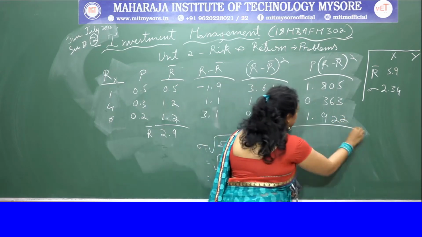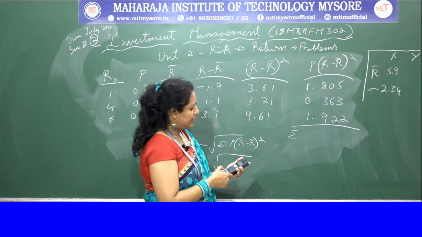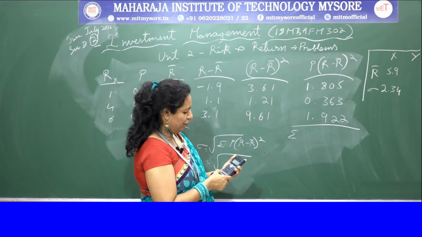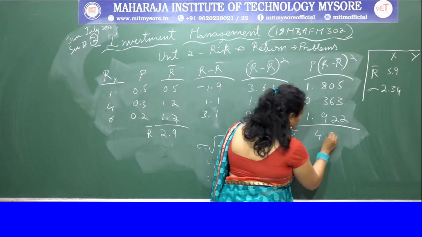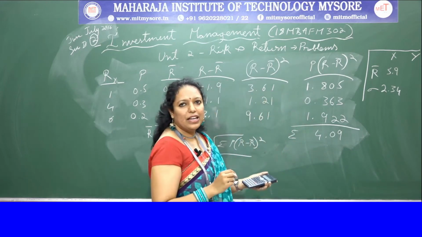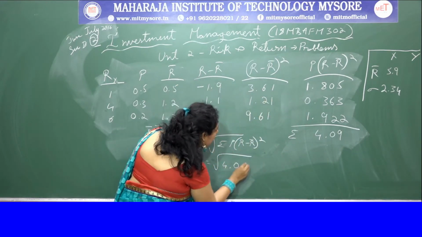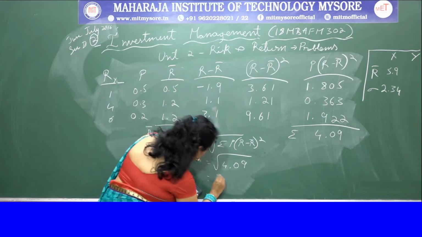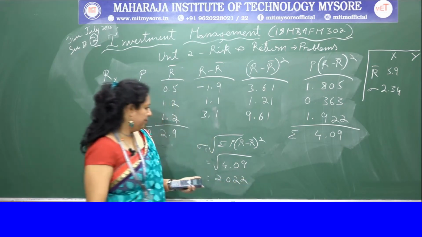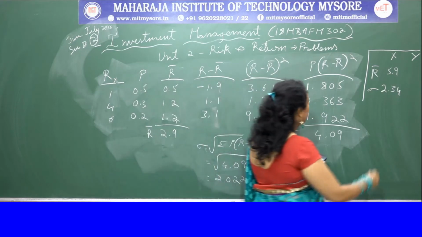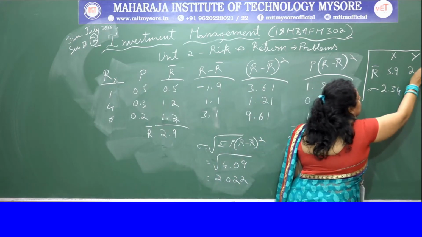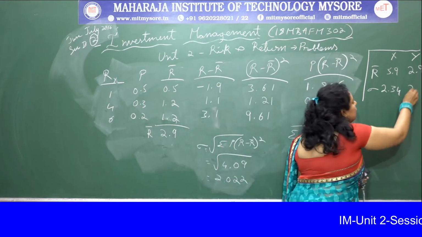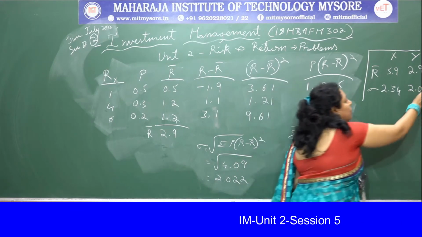So we are going to do the summation of this, 1.922 plus 0.363 plus 1.805. You get 4.09, the total. And for the same, we are going to do the root of this. So the root of the answer we get is 2.022. Okay, this is what we get, and the return you get is 2.9. Then your standard deviation is 2.02.